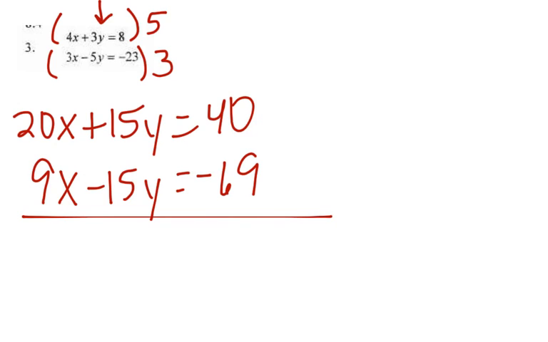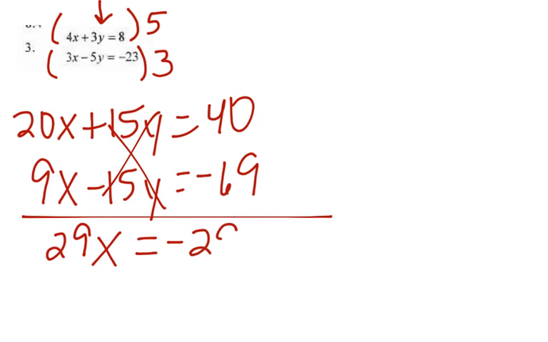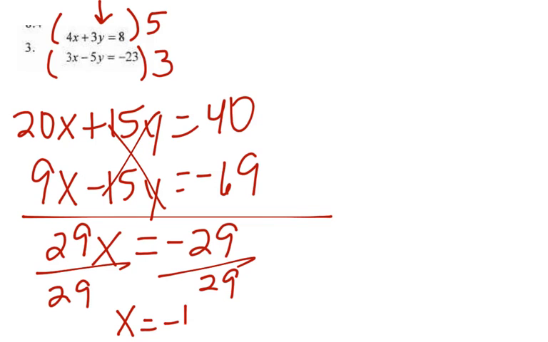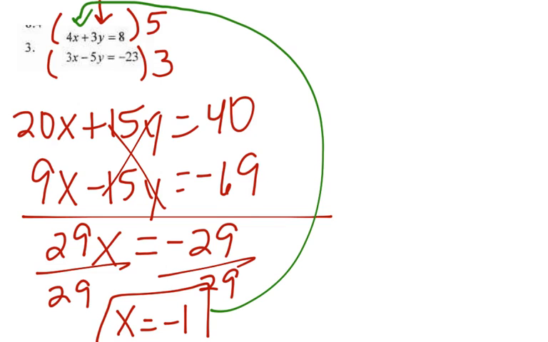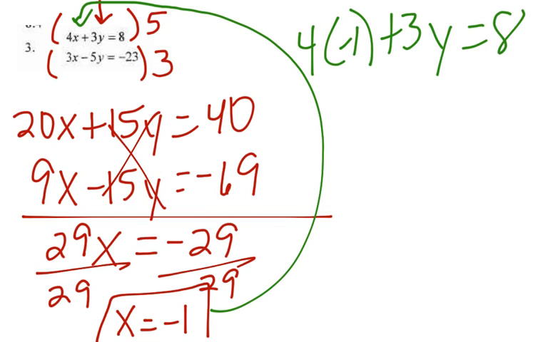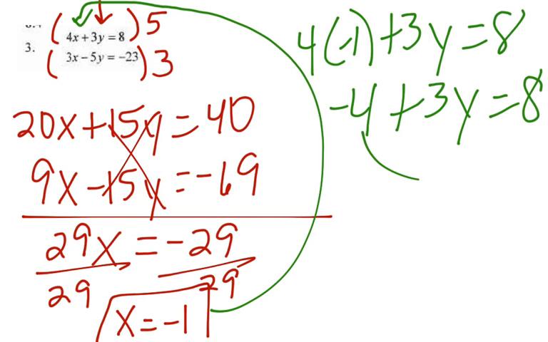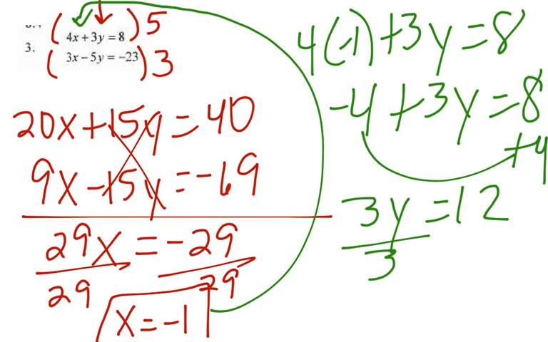Draw a line and combine. 20x plus 9x gives me 29x. Y's go away. 40 minus 69 is a negative 29. Divide both sides by 29, and you get x is equal to a negative 1. This answer goes and gets plugged in for x. So 4 times negative 1 plus 3y equals 8. So negative 4 plus 3y equals 8. Move your 4 over and add it. 3y is equal to 12. Divide by 3, y equals 4.